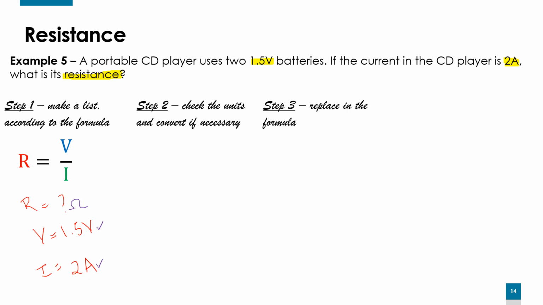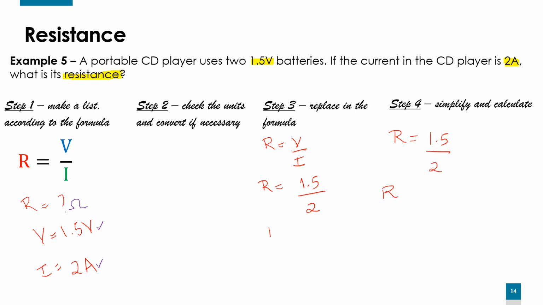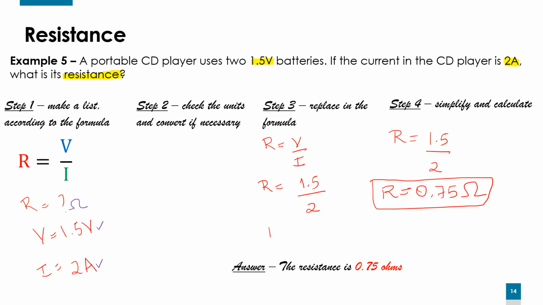Step 3, replacing the formula. So resistance is V over I. Resistance, I don't know. V 1.5 and current 2. And then simplify and calculate. So resistance is 1.5 over 2. So resistance will be 0.75 ohms. Let's read again. So what is the resistance? The resistance is 0.75 ohms.